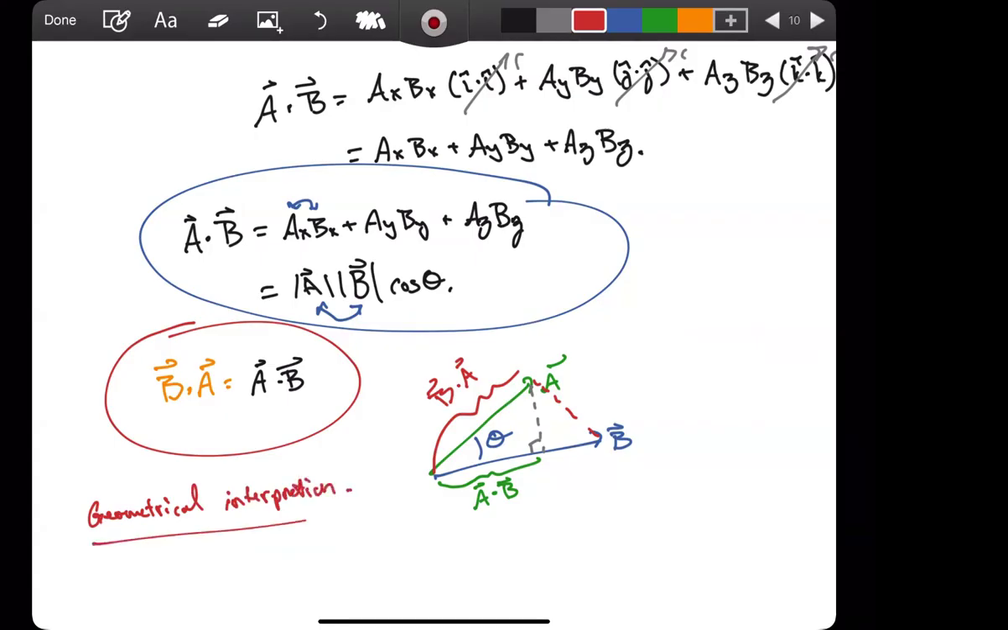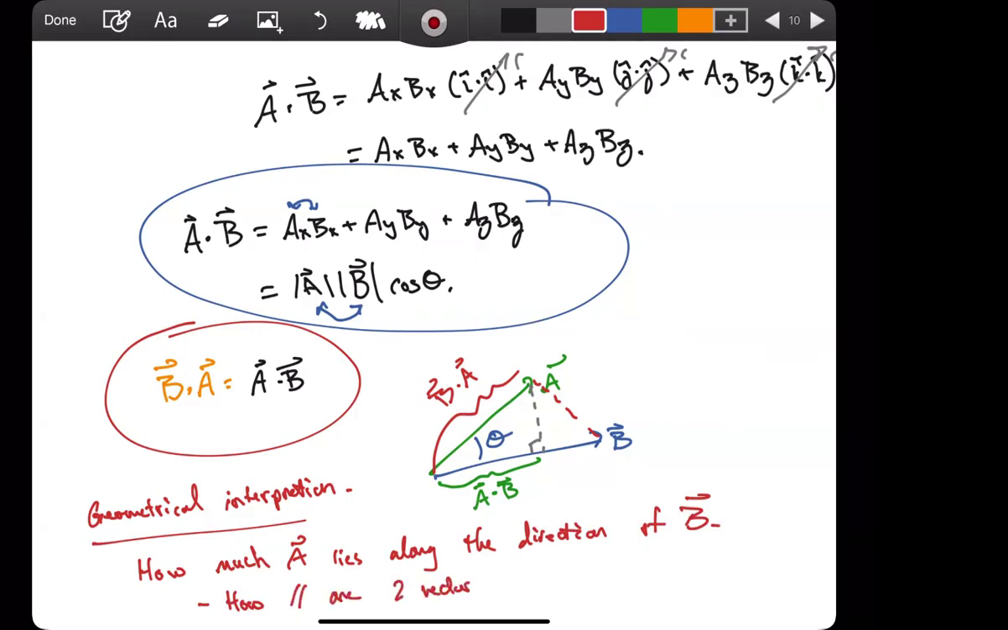So our geometrical interpretation is how much of A lies along the direction of B, or how much of B lies along the direction of A. But again, it simply means how parallel two vectors are to each other. Okay. So this is what we call a dot product.